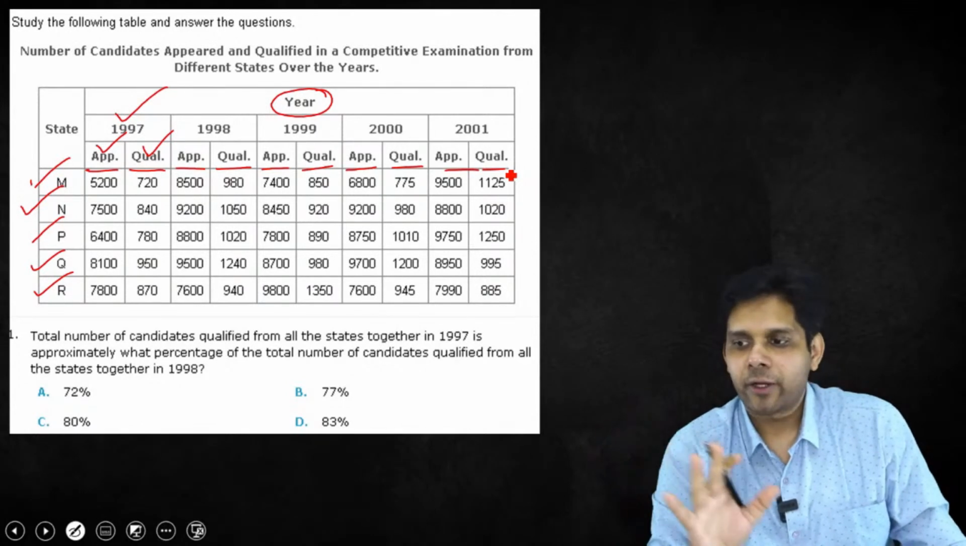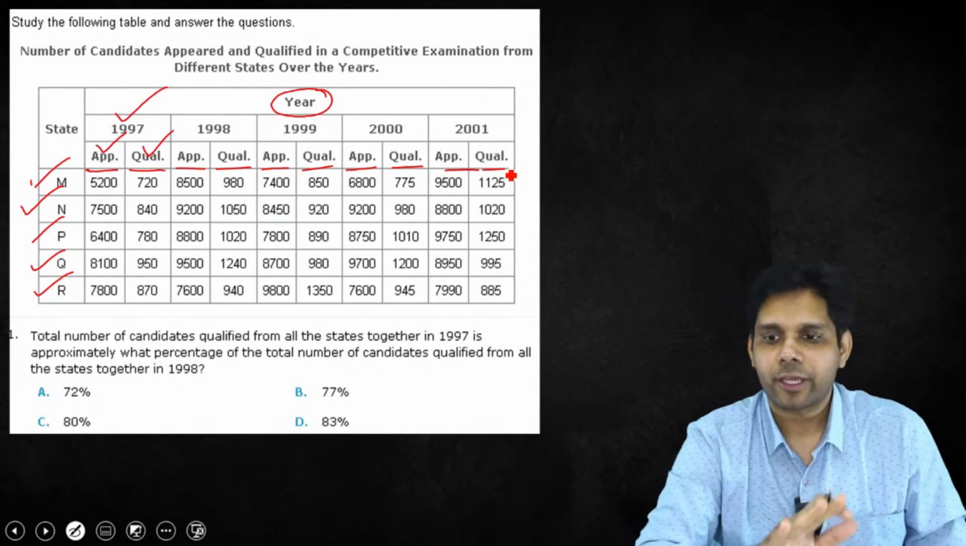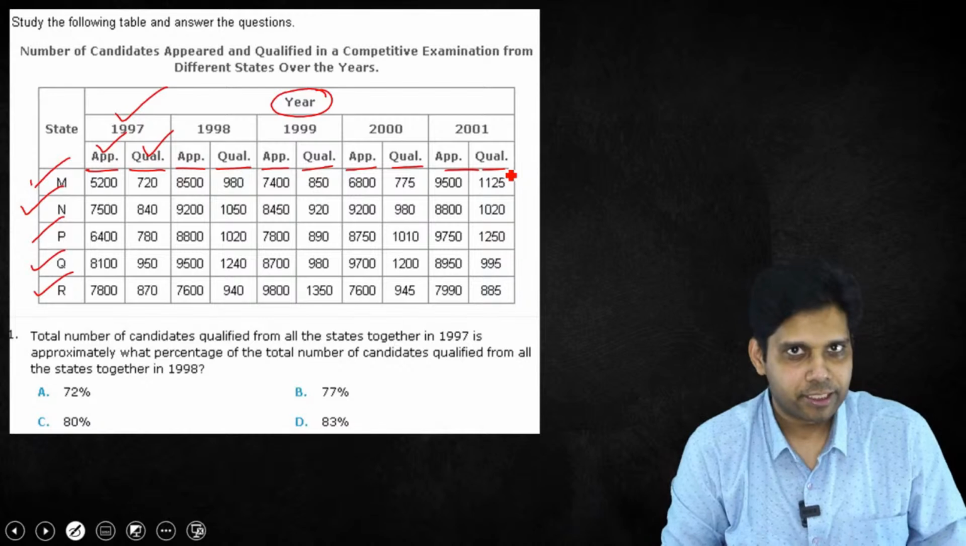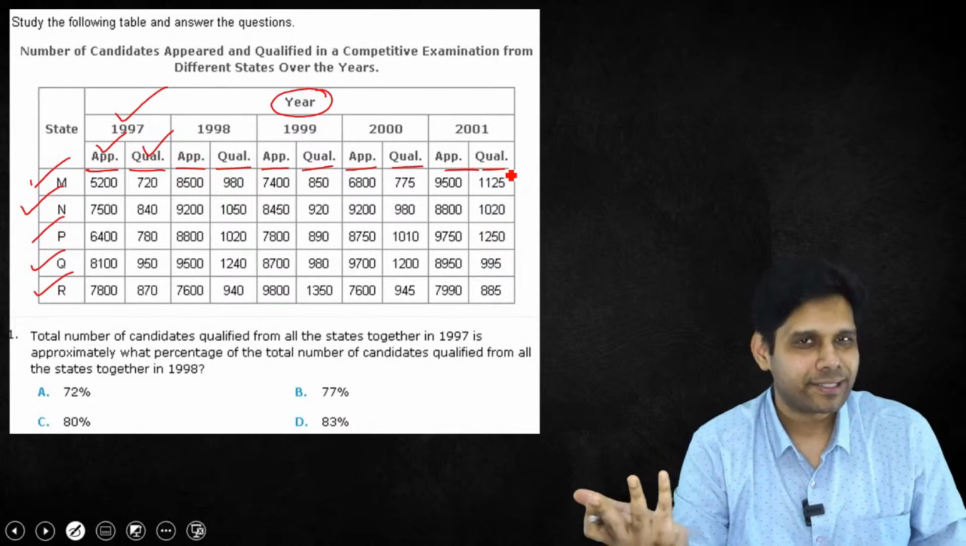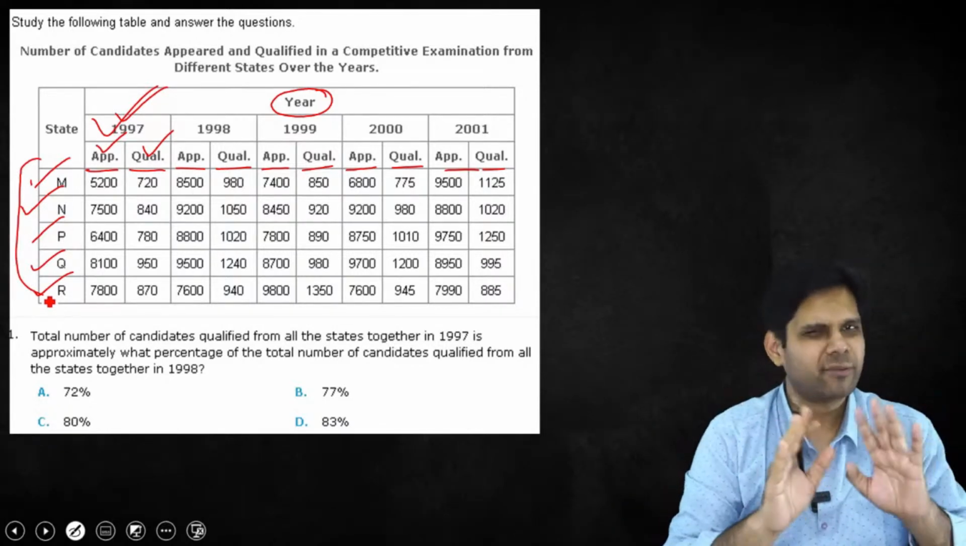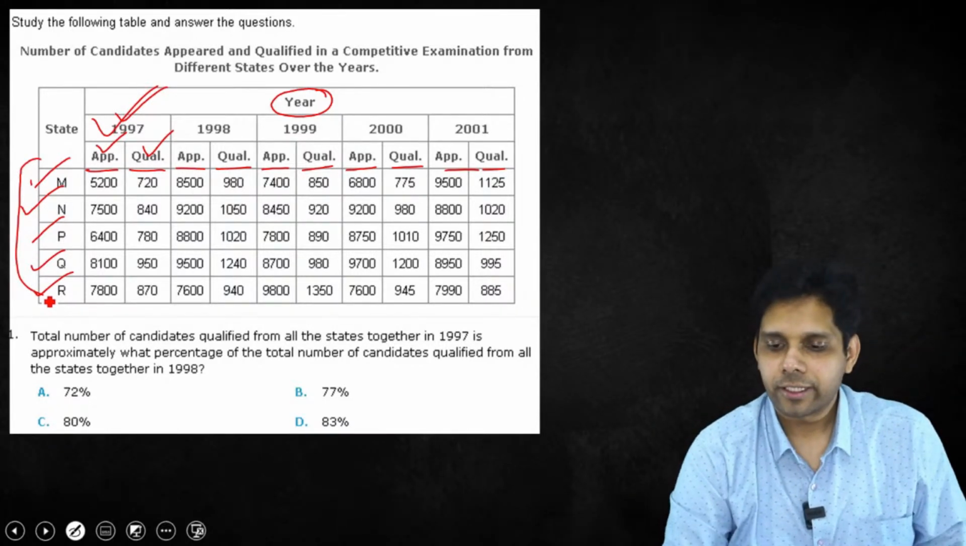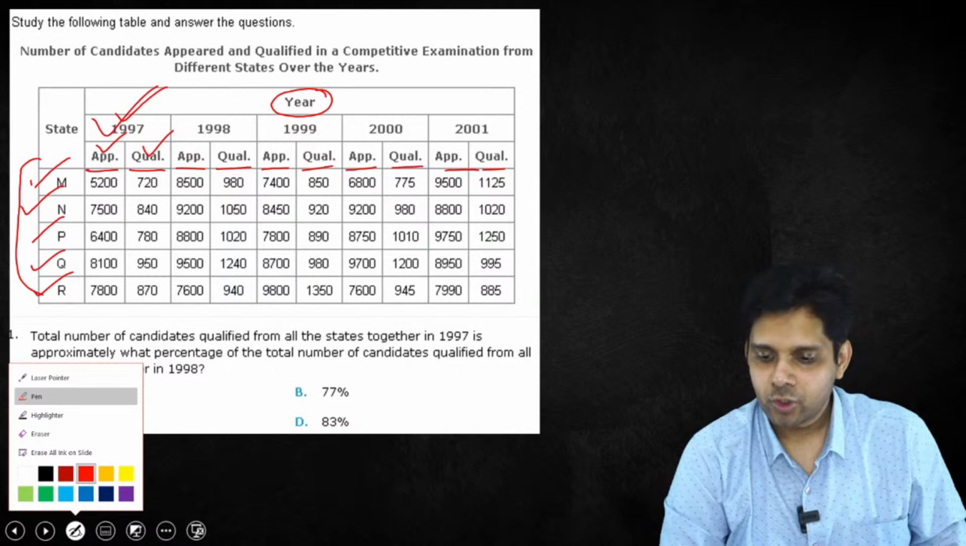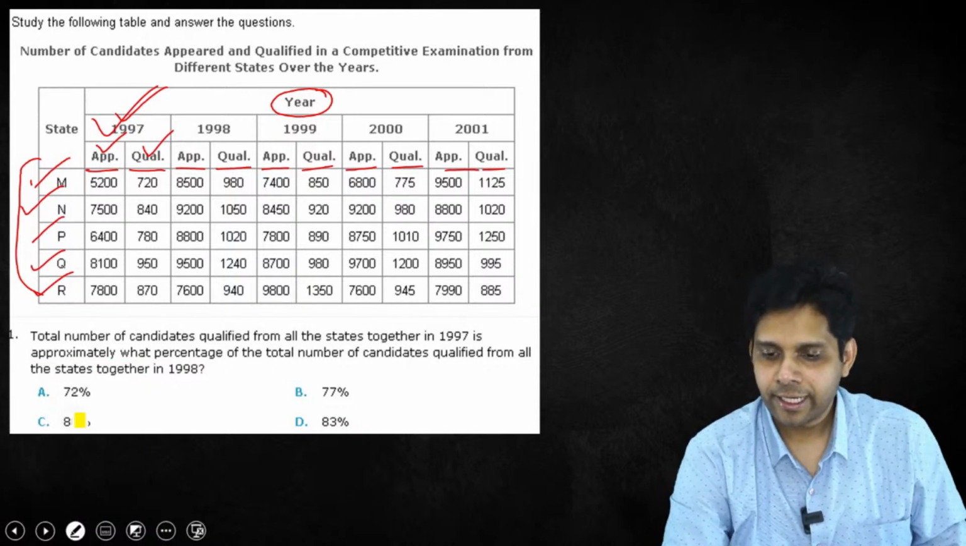So now I don't need to look at the numbers. Just forget numbers. Look at the criteria. Look at the units. There is no basic unit. This side is year and this side is state. These are basic numbers. Now let us look at the question. Let me use the highlighter.